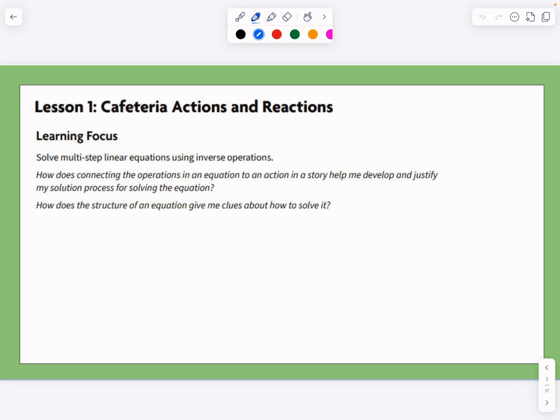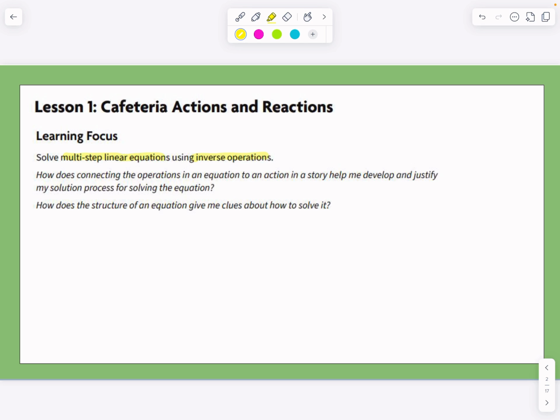This is Algebra 1, Unit 4 on equations and inequalities, Lesson 1 called Cafeteria Actions and Reactions. The learning focus today is solving multi-step linear equations and using what are called inverse operations. This is something you have done in prior courses, probably starting back in 7th or 8th grade at the latest, and that's what we're going to continue doing today.